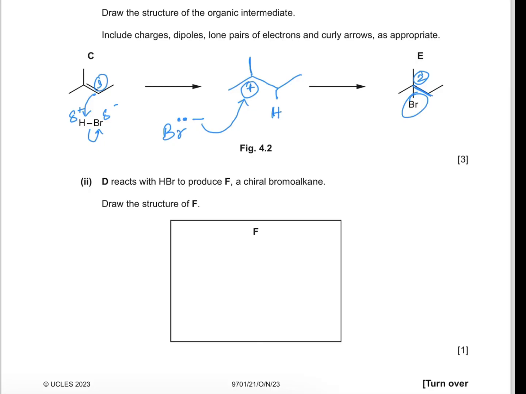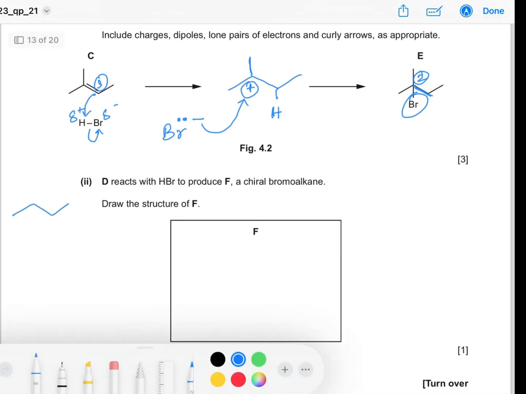Part 2, D reacts with hydrogen bromide to produce F, a chiral bromoalkane. Draw the structure of F. Right, so you have D and it reacts with hydrogen bromide, and it can form two different products. In the first product, the bromine can bond to the first carbon atom. In the second product, the bromine can bond to the second carbon atom. Now you need to select which one of them has a chiral center, which forms the chiral bromoalkane.